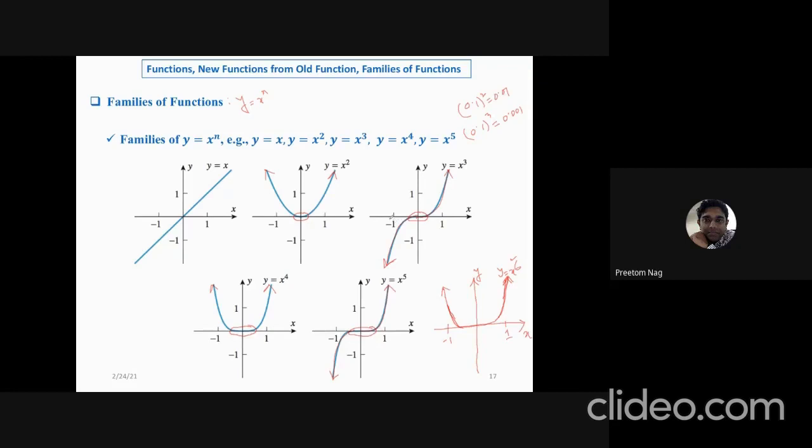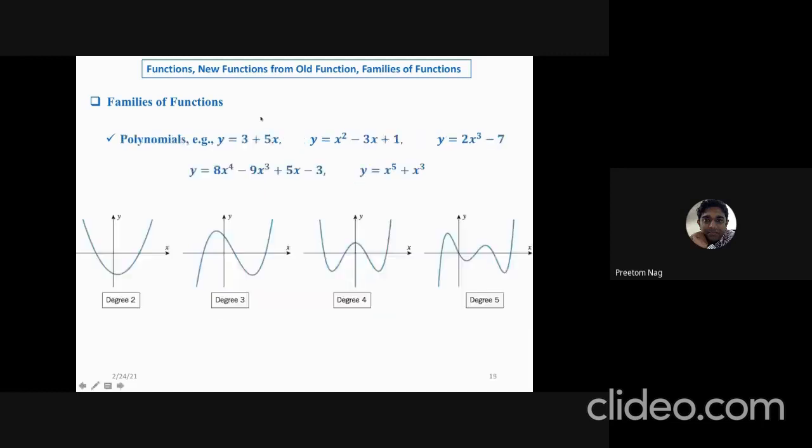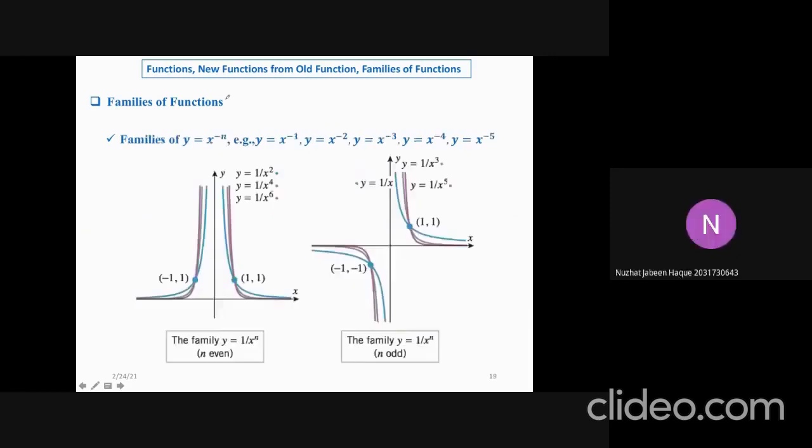Okay, so that is all about the families of the graph of y equal to x to the power m. The next case is y equals x to the power -1 minus n, which means an inverse power of x. If we have an inverse power of x, the first graph that we have an image of in our brain is y equals 1 over x.